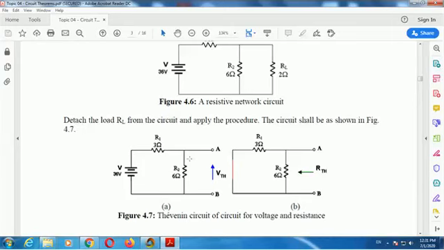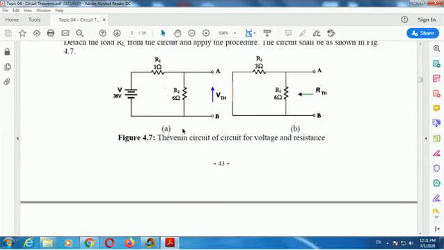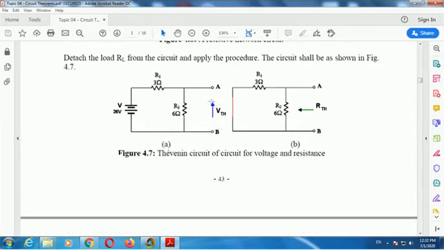VTH is what? It is the voltage across R2, 6 ohm. So we use the voltage divider rule: 6 divided by 6 plus 3, times 36. 6 divided by 9 times 36 is 24. So VTH is 24. Then RTH.